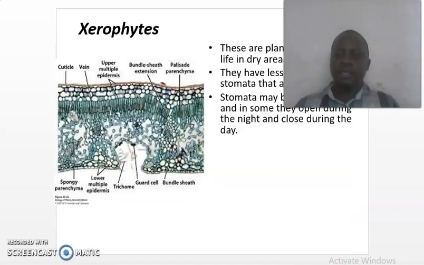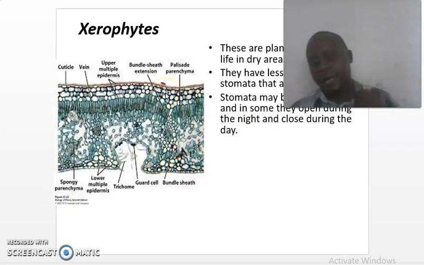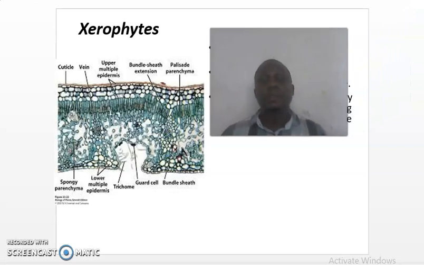We want to go to the xerophytes. So what do you understand by the term xerophytes? What are xerophytes? So these are plants that are found in the dry areas. They are adapted to life in dry areas. Are you able to notice any stomata on the upper side? Try to look keenly. Probably no. What about on the lower side? Which features are you able to see?